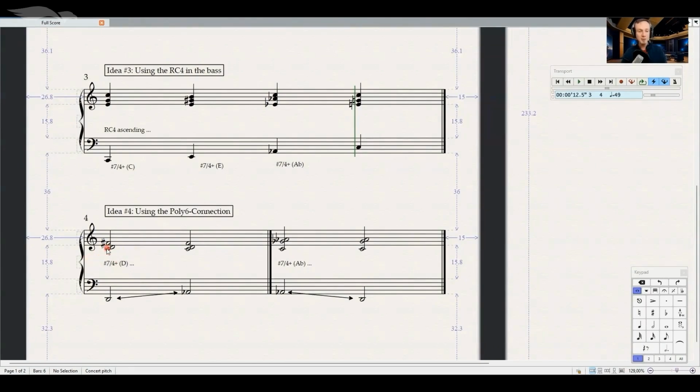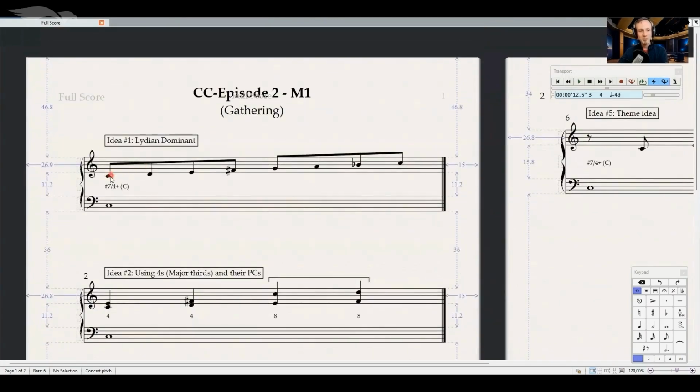Now, the Lydian dominant has one property, which is a wonderful thing. It connects to the Poly 6 connection. And that is already a little hint that you can use this scale in polytonality. Let me quickly show you the two tonal centers. The first one is created between those two guys. That is the C root tone. The next one is this guy.